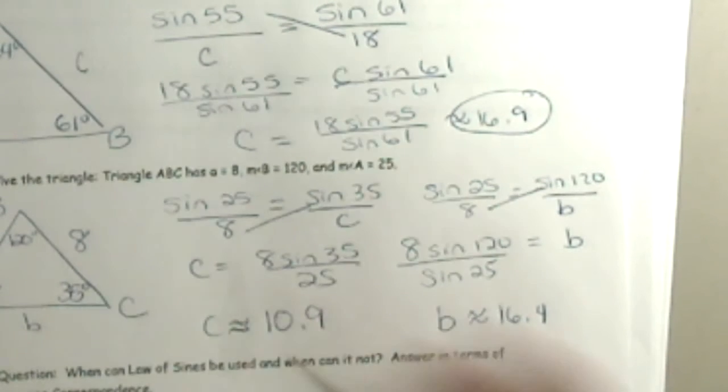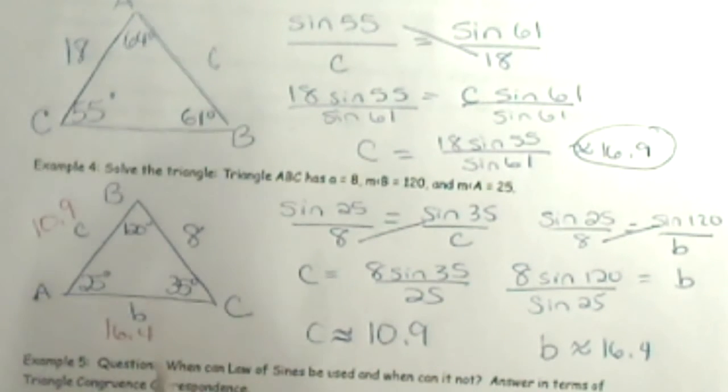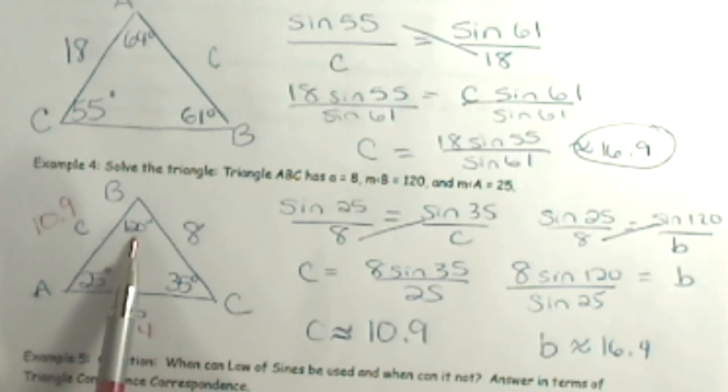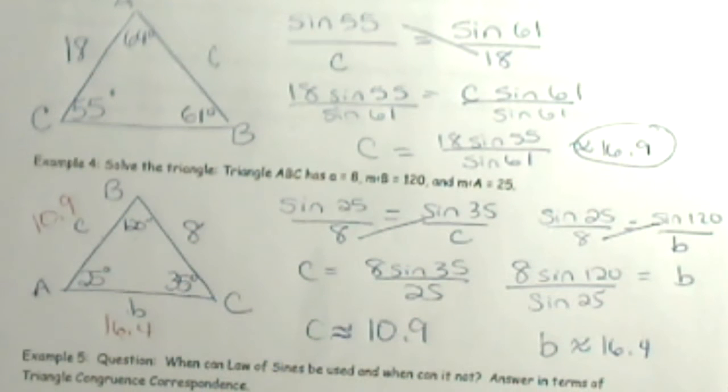C is approximately 10.9. Let's go back and check the reasonableness of that. Largest side of the triangle is opposite the largest angle, the smallest angle and smallest side are opposite, and the medium is opposite the medium. And there we go.